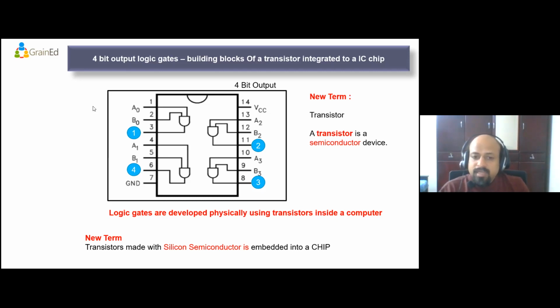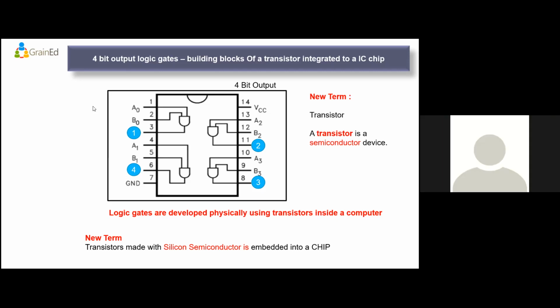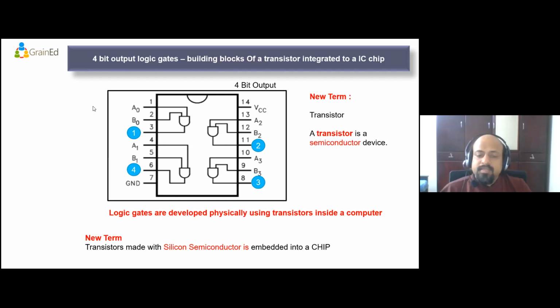Silicon. What is silicon? Anyone has? Element. It's an element. So in chemistry, you would have heard that, or you would have learned that, right? Silicon element, and that is actually used for making, or that's actually a semiconductor. Okay. So transistors are made with silicon semiconductor, and that is embedded into chip.